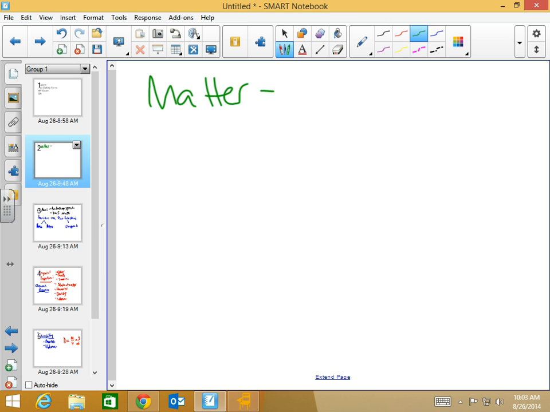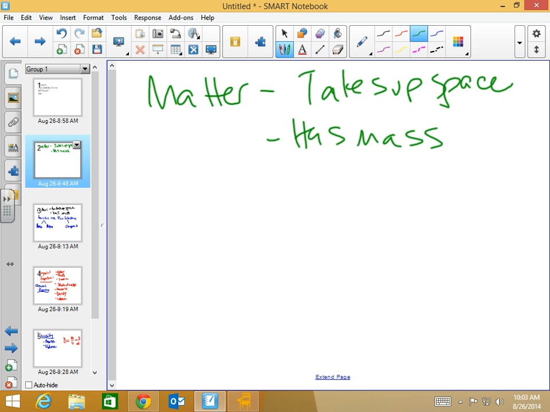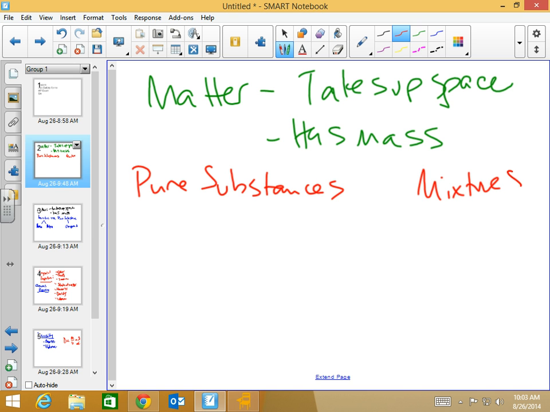That takes up space and mass. Okay? So those two pieces. Takes up space and has mass. Okay? We talked about the two main parts of matter, the two main categories, that you have pure substances and you have mixtures.